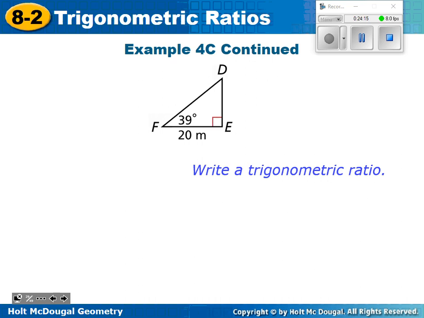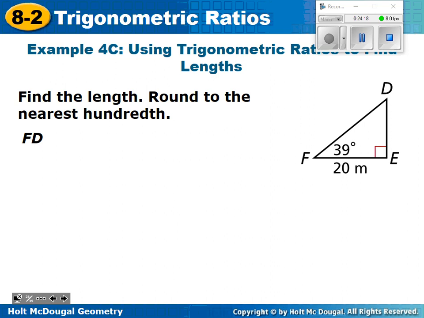Back up here quickly. Good. So you should have started with 39 degrees, labeled the side connected to it, and labeled the side that you're looking for, which is FD. This side is across from the right angle, so it has to be the hypotenuse. This side is not the hypotenuse, but it is touching it, so it is the adjacent side.